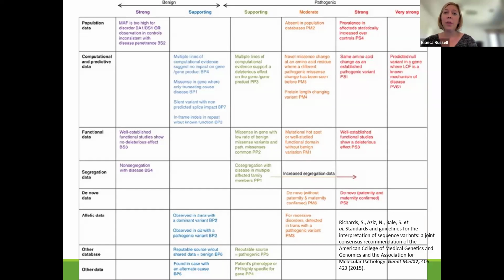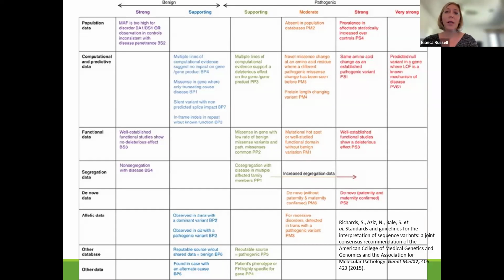Then we do segregation data. That's what we talked about, the importance of having parents as comparators to try and understand if it came from an affected or unaffected parent. And then specifically, if it's new in the individual and not from either parent, that is what we call de novo and can often help push towards the pathogenic side of things, given that it didn't come from either parent. They list some other things there at the bottom, but that is really the most useful data that we use.